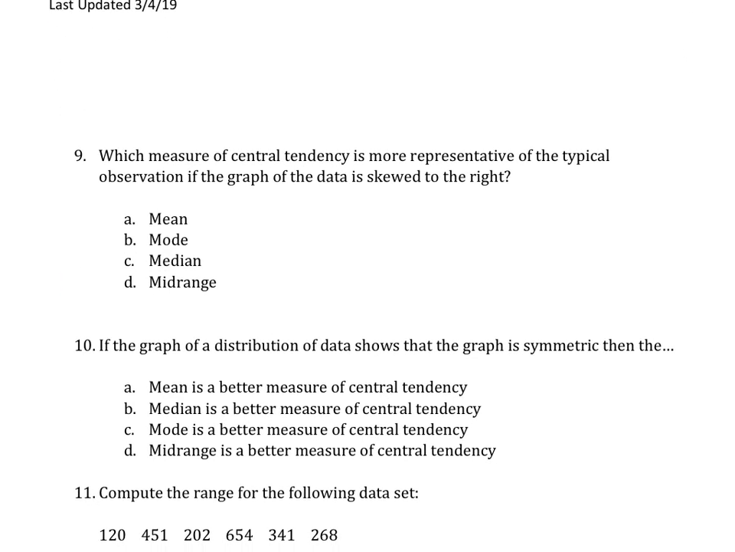Okay, number 9, which measure of central tendency is more representative of the typical observation if the graph of the data is skewed to the left? So this is what I was saying before. When we have skewed data, no matter which way it's skewed, if it's skewed, we want to use the median, because median is not affected by extreme values. The mean would be affected by those values that are causing the data to be skewed. So the median would be the best option there, so letter C.